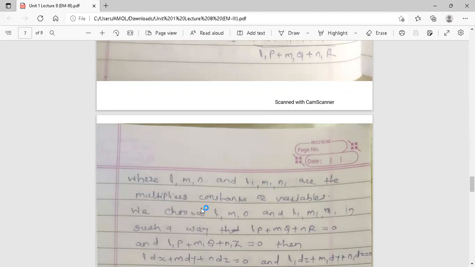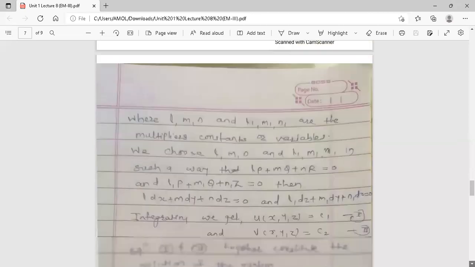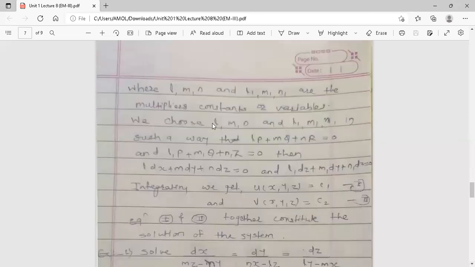They may be variables or constants. We choose L, M, N and L1, M1, N1 in such a way that Lp plus Mq plus Nr is 0 and L1p plus M1q plus N1r is equal to 0.